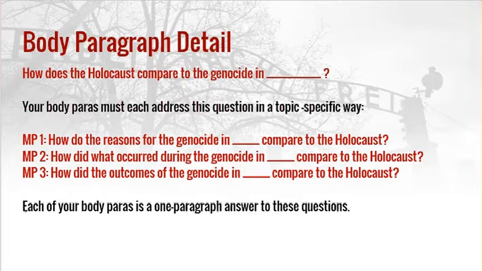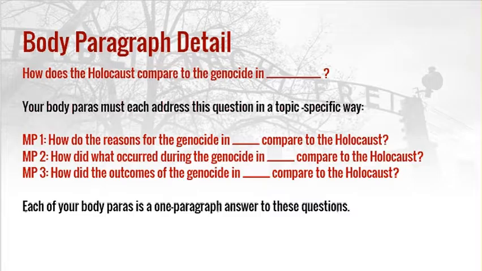So I want you to look at these questions that I've written here, and I want you to notice that they look very, very similar except for a couple words. How do the reasons for the genocide in blank compare to the Holocaust? How did what occurred during the genocide in blank compare to the Holocaust? And how did the outcomes of the genocide in blank compare to the Holocaust? Do you notice at the end of each of those questions is exactly the same? The only thing that is different is the subject, the topic: reasons, what occurred, and outcomes. So basically, that's what you have to do in each body paragraph. And remember that each body paragraph is a 1-paragraph answer to that question.